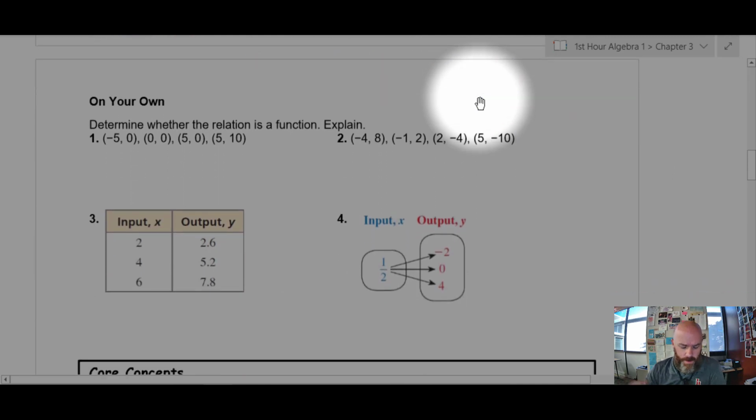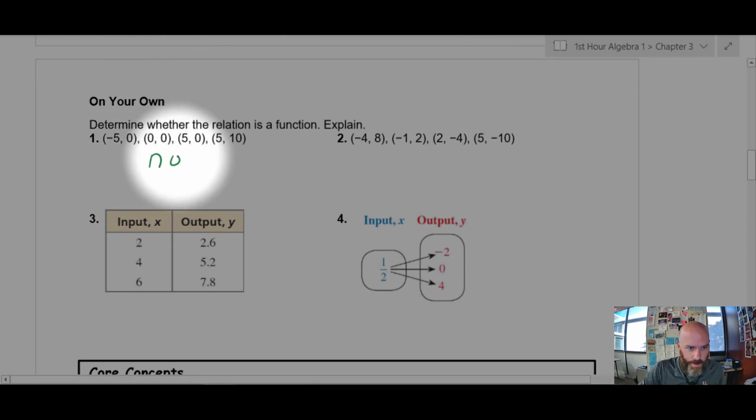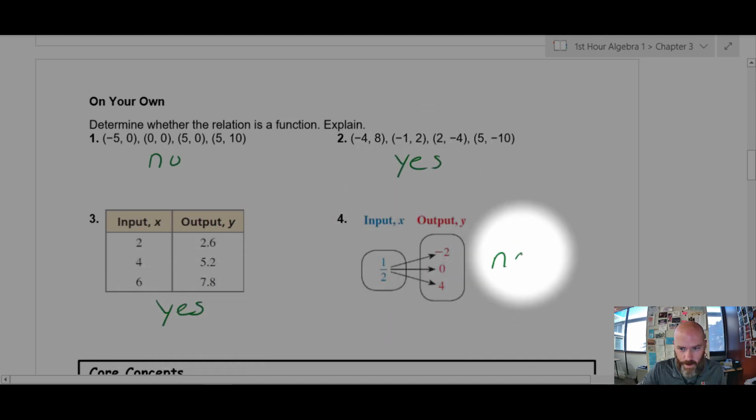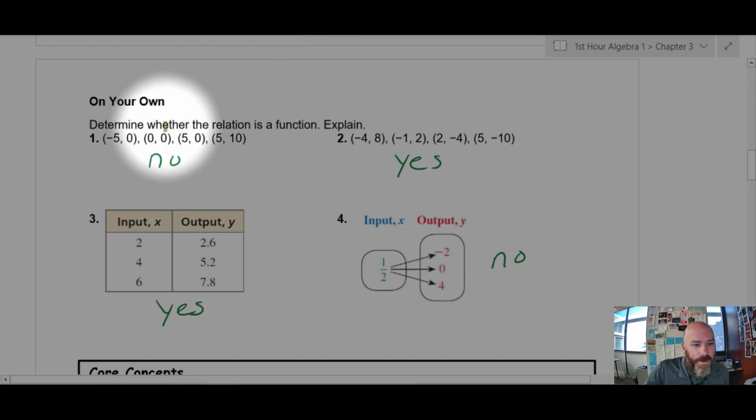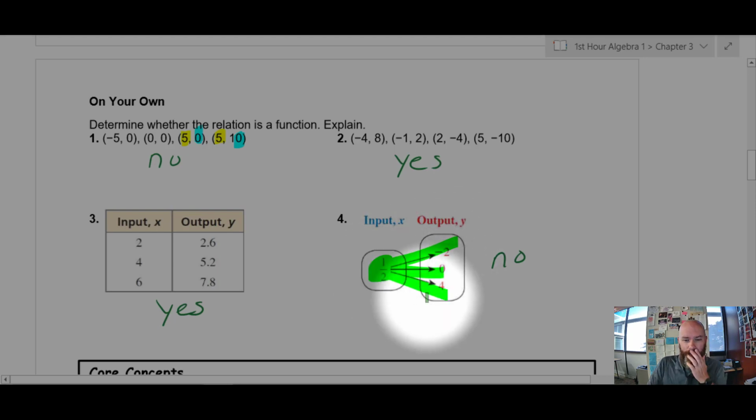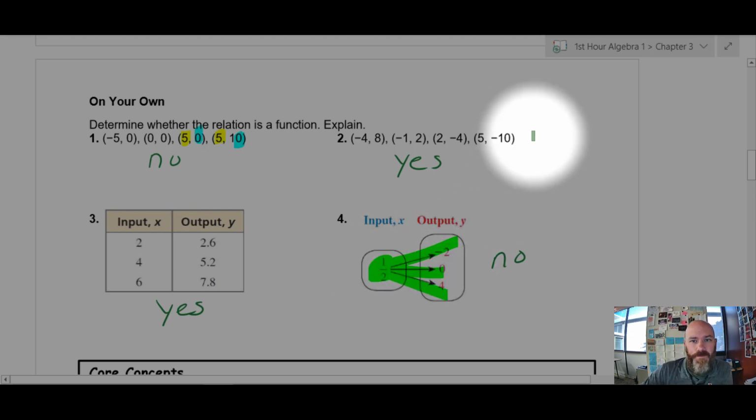If you want, you can do these on your own really quick, and then pause the video. I'm just going to write down what the answers are. So when you're doing these, the first one you end up getting a no. The second one you get a yes. The third one you get a yes. And the fourth one you get a no. I'm going to highlight why. You'll notice on this first one we have two inputs with two different outputs. And in the mapping diagram, notice we have one input that has three separate outputs.